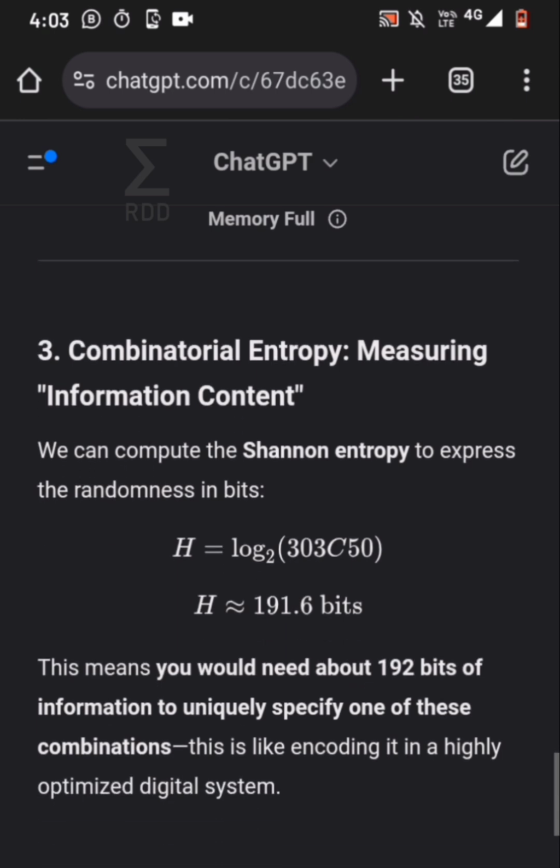3. Combinatorial entropy, measuring information content. We can compute the Shannon entropy to express the randomness in bits. H equals log2 of C(303,50), H approximately 191.6 bits. This means you would need about 192 bits of information to uniquely specify one of these combinations. This is like encoding it in a highly optimized digital system.